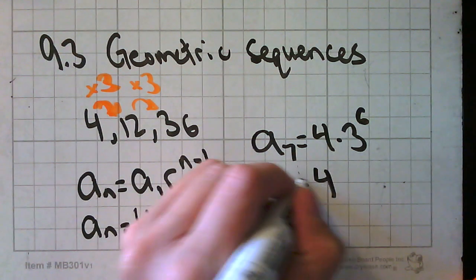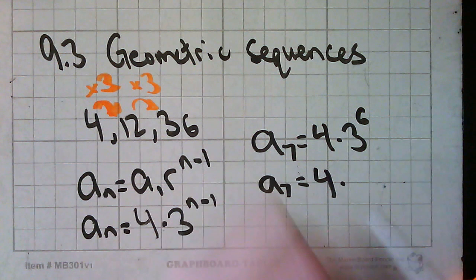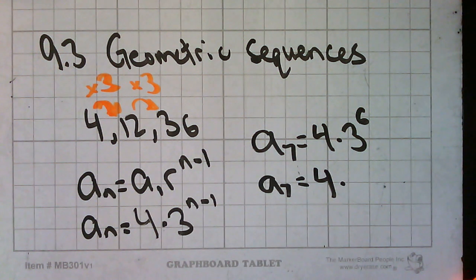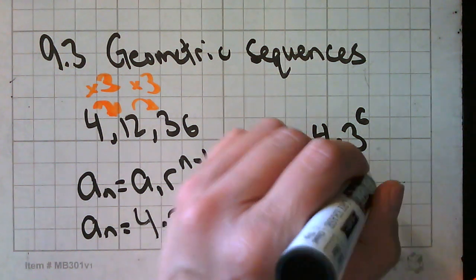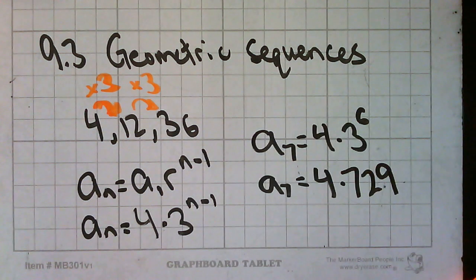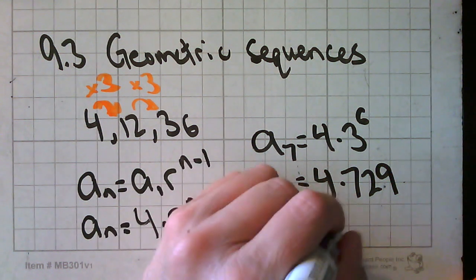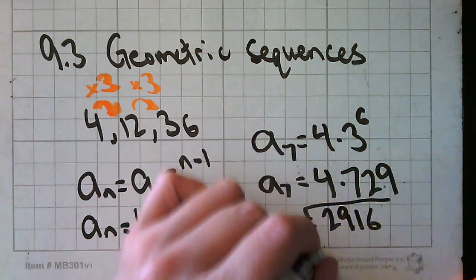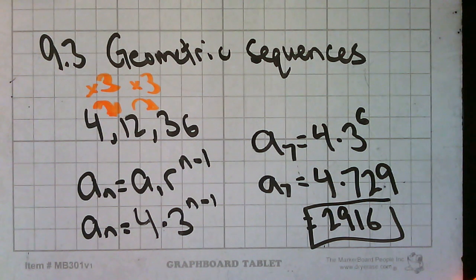We got 4 times 3 to the 6th. I don't know what that is. That's 729 times 4, and we get 2916. Sometimes these numbers are going to get big. All right. Let's do a different example.